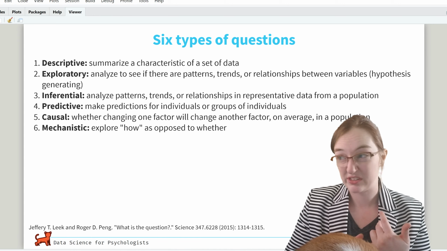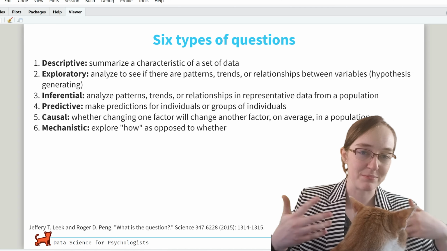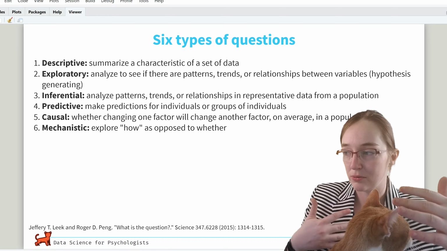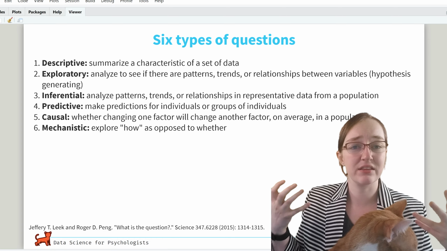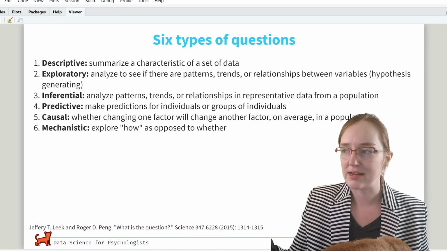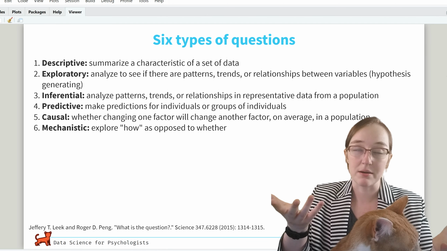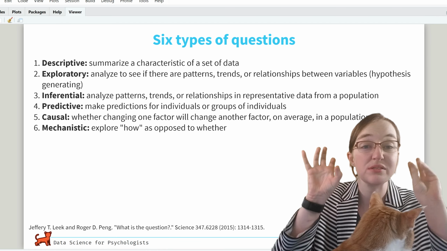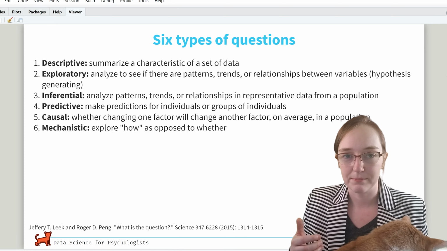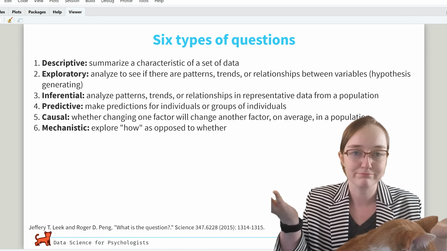So we got descriptive, and that's all about summarizing some characteristic from your set of data. This can be summary statistics. It could just be a way to give other people a sense of what is happening. There's not really any analysis beyond, here's what we got. I mean, there can be, but in the prototypical question, it's just, we want to know what's in our data. Tell us. We got this bucket, but we don't know what to do with it.